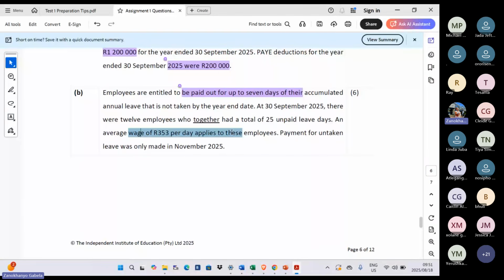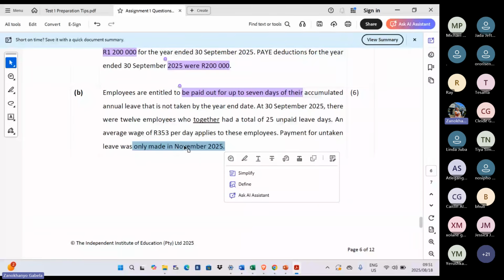Yes, okay. Then payment for the untaken leave was made in November 2025. Okay, that means after year end. So that means on September it's a payable. So we're going to be crediting leave payable, and then we're going to debit employee benefit expense. How do we do this? 353.